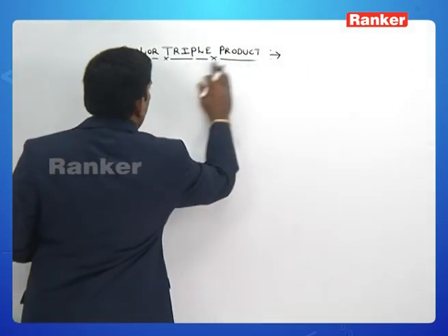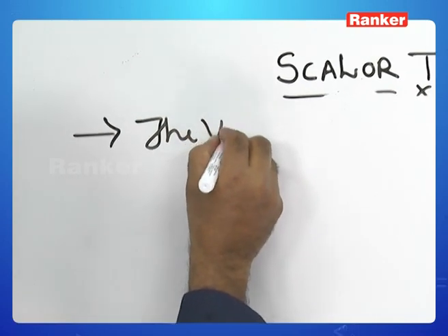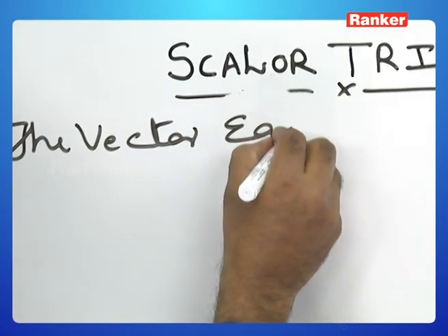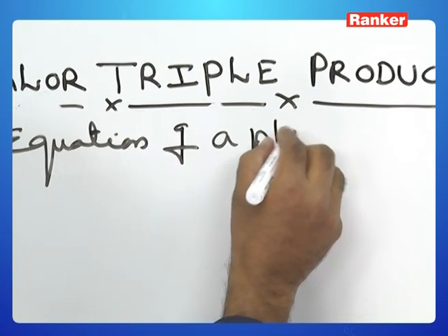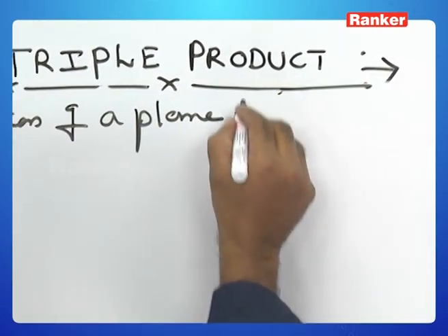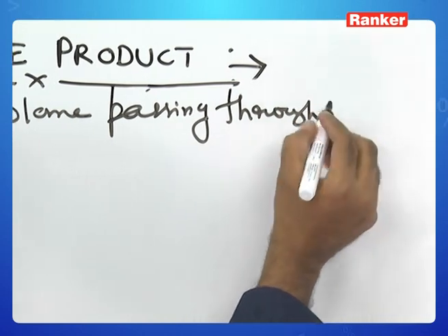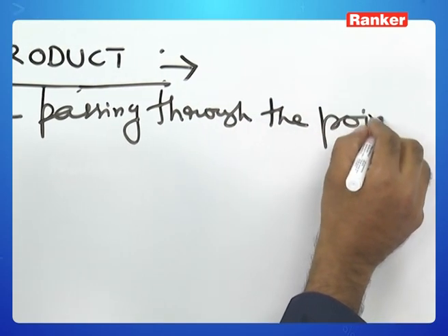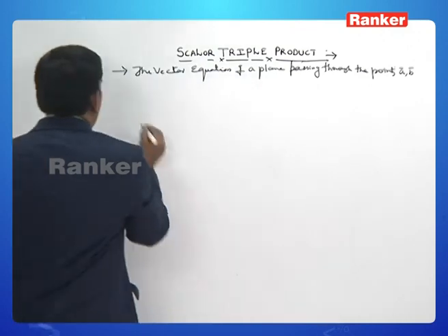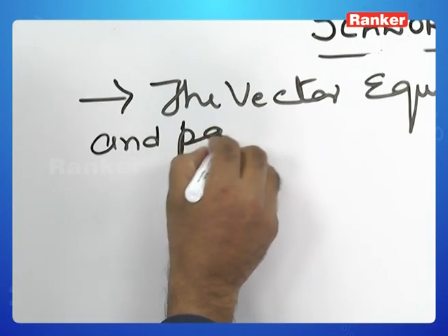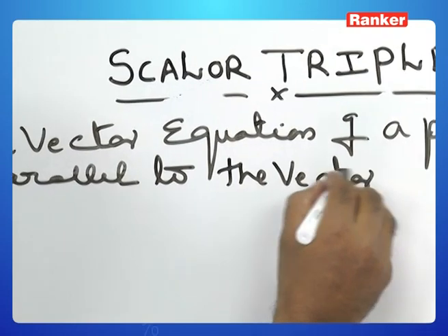What is that? I can go to this one. This is the vector equation of a plane passing through the points A bar, B bar, and parallel to the vector C bar.